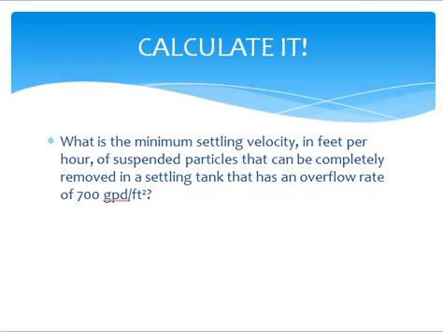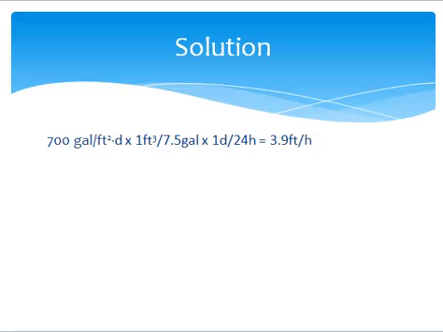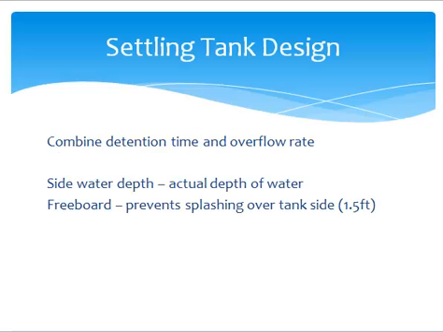If you are given an overflow rate of 700 gallons per day per square foot, determine the minimum settling velocity of suspended particles needed to remove them from a settling tank. Notice that particles that settle faster than 3.9 feet per hour will become sludge at the bottom of the tank. If you combine the detention time and the overflow rate, you can determine the size of the settling tank needed.